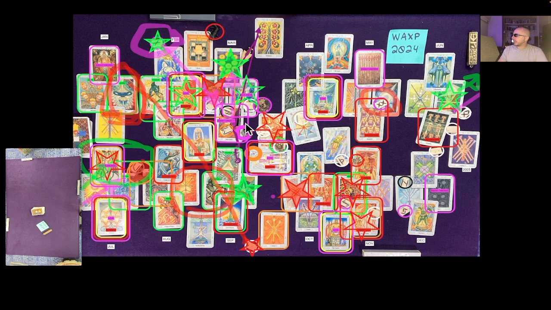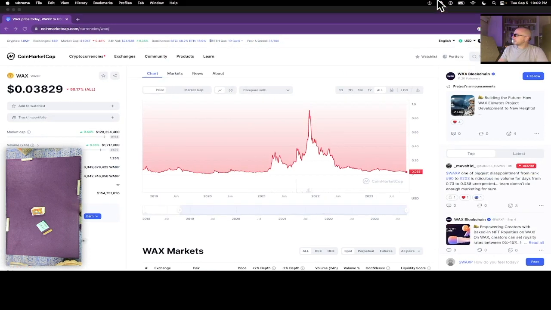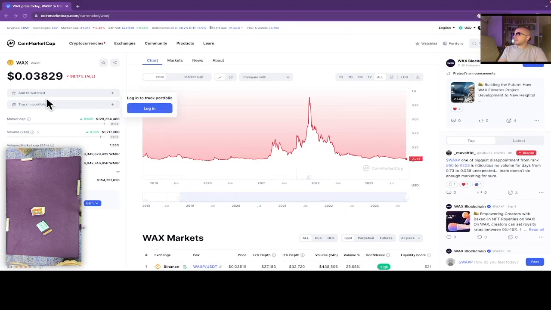This is the WAXP one-year overview reading for the year of 2024. It's currently September 5th, 2023, 10:02 p.m. Eastern Time. WAXP or WAX is currently 0.03829, or just under 4 cents USD.